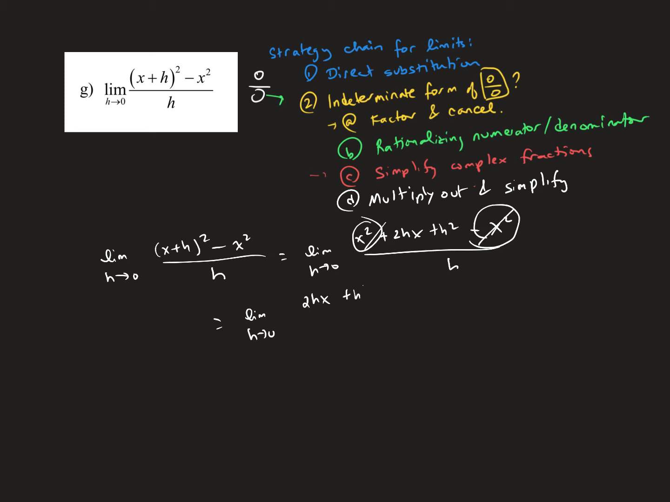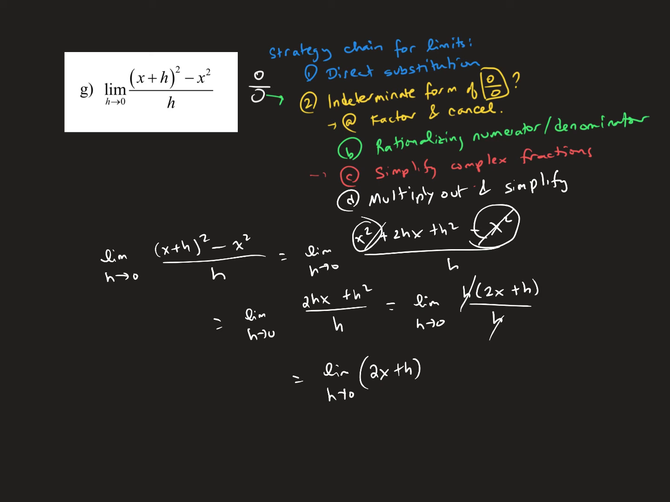Now, when you look now at what I've got, notice that everything on top has a common factor of h. So what I'm going to do is pull that h out. And remember, I would expect an h to cancel because when I plug 0 in for h, it's giving me 0 over 0. I can cancel my h's. And then I'm going to let my h go to 0.